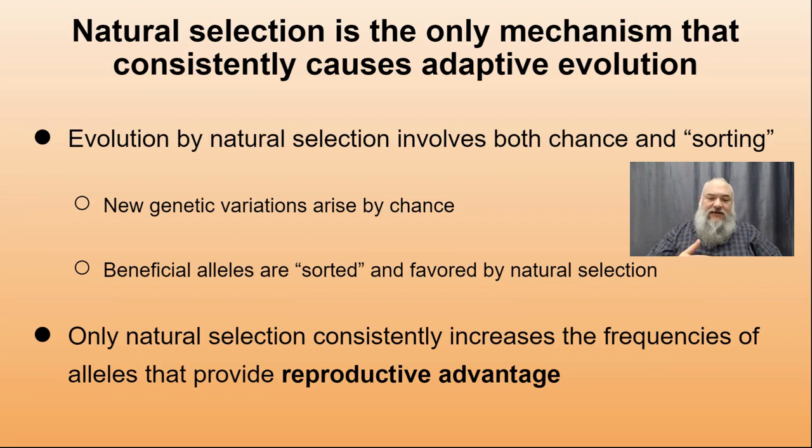So natural selection consistently increases the frequencies of alleles that provide reproductive advantage. So if you've got an advantage in getting your genes to the next generation, that's what natural selection is going to select for. So that means you got to survive long enough to do it, and you got to be able to get the mate.